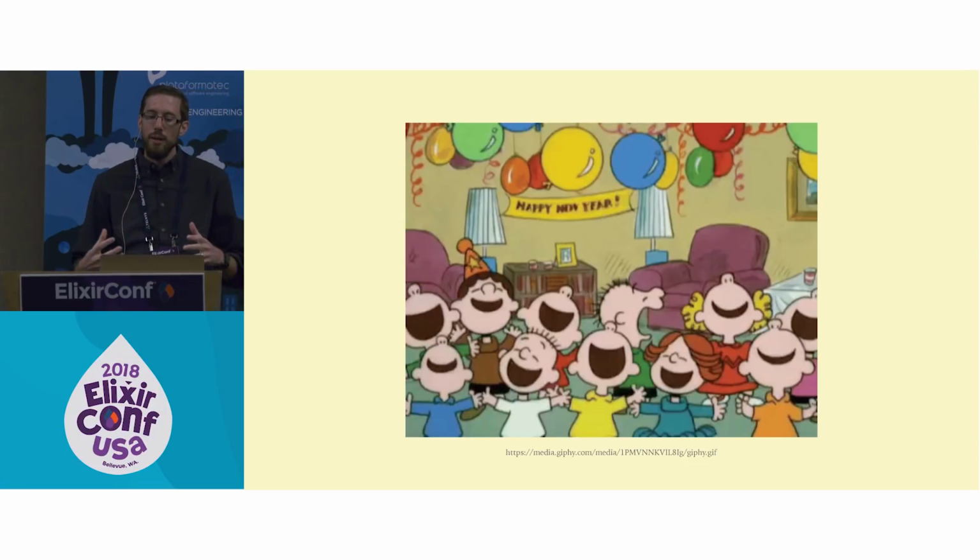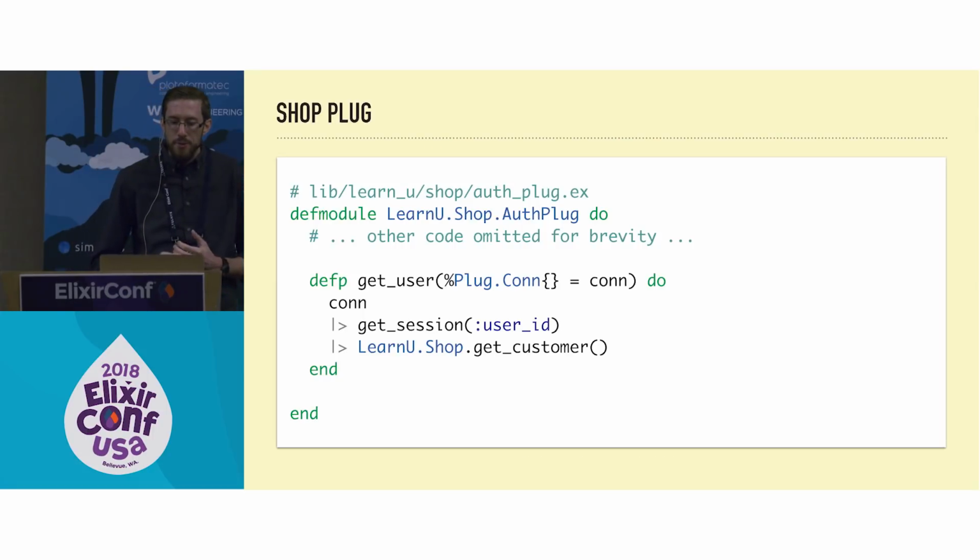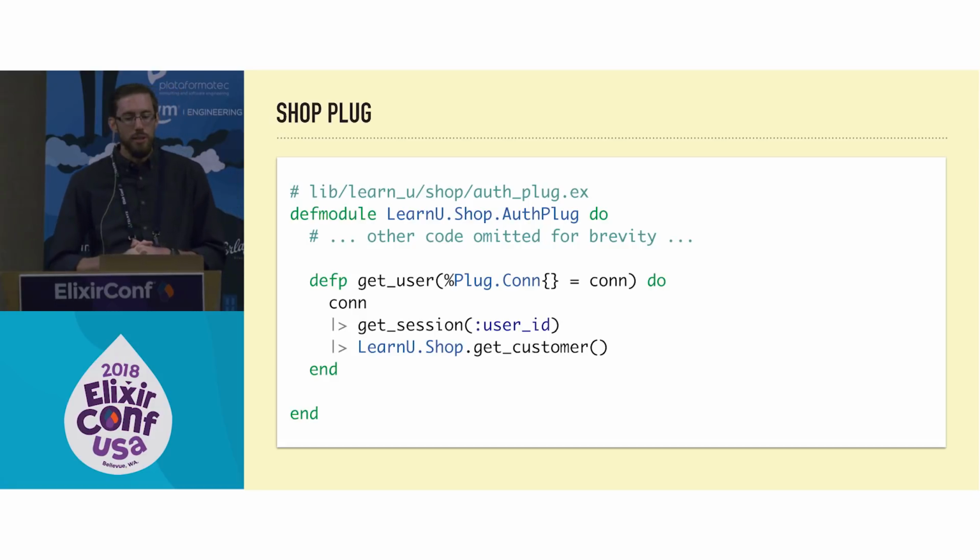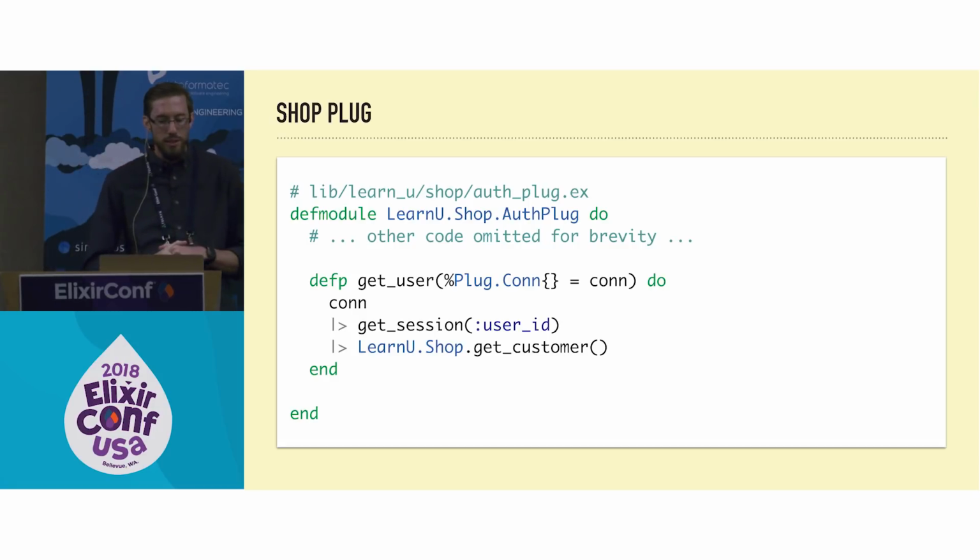And now we have a user module defined for each context within the LearnU application. One really cool bonus to sharing the same database table across contexts like this is that we can have a plug for loading the current user from session for each context. So as an example, since the user ID is typically stored in a session cookie, I can have a plug for fetching and loading the current user under the shop context, and it's as simple as this.